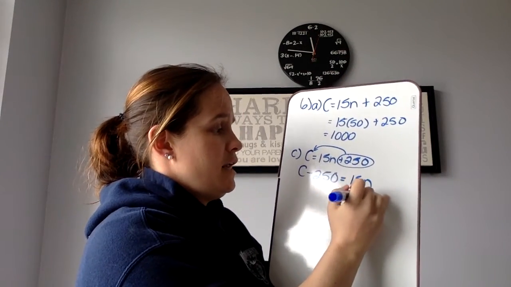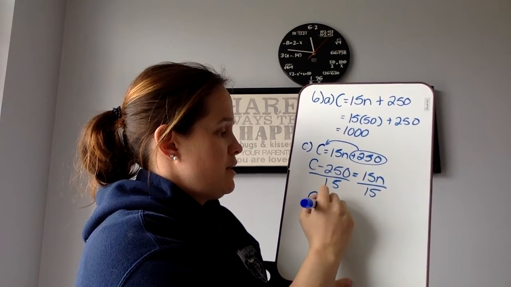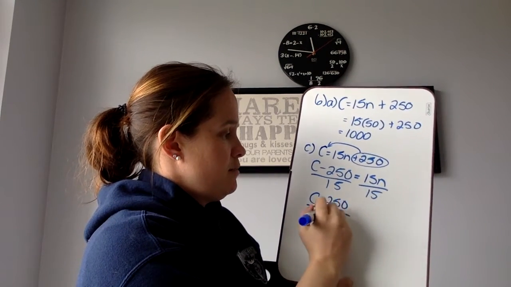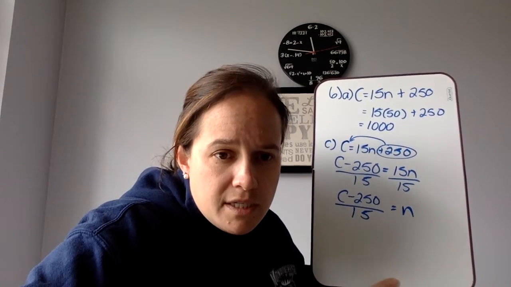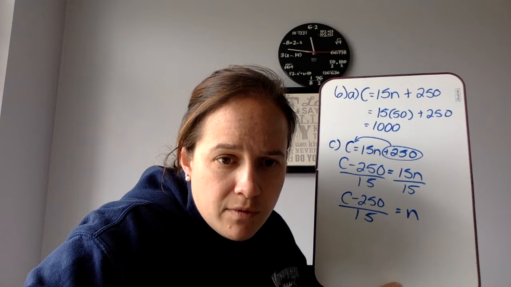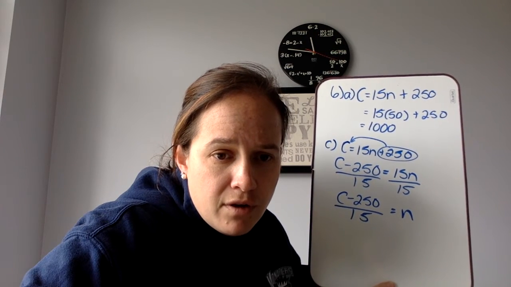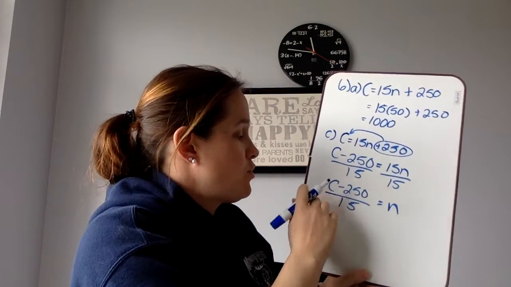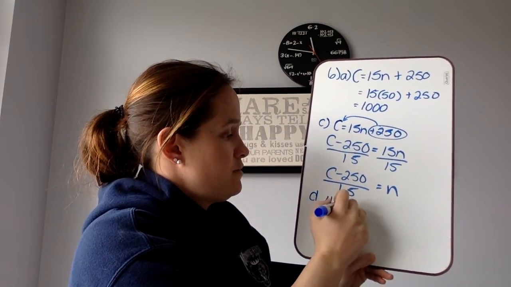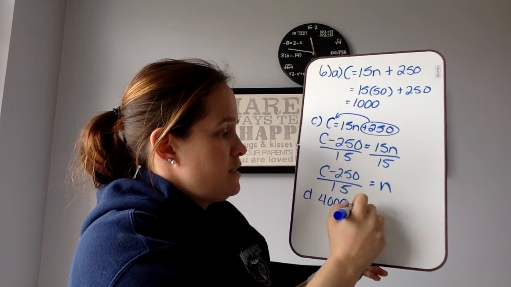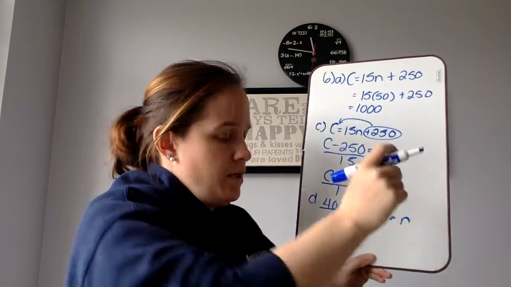Then to isolate N, we're going to divide both sides by 15. We get C minus 250 divided by 15 equals N. Part D says how many people could rent the wedding reception if wedding planners have a budget of $4,000. So if your total cost is $4,000, you're going to sub $4,000 in for C, and then solve how many people.